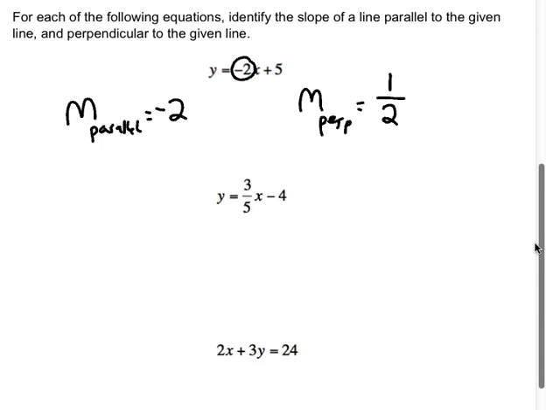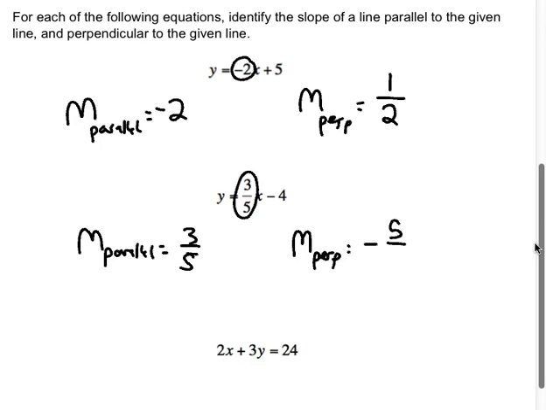So here, if I want a parallel slope to this, the parallel slope would be exactly the same. If I want a perpendicular slope, it means I flip the sign, so it was positive, so now it's negative, and I flip the fraction. So my perpendicular slope is going to be negative 5/3.